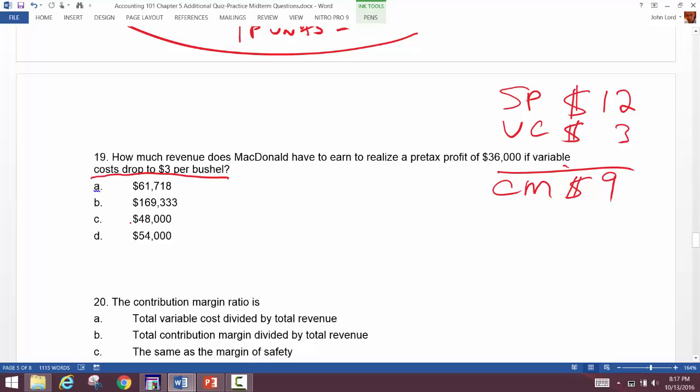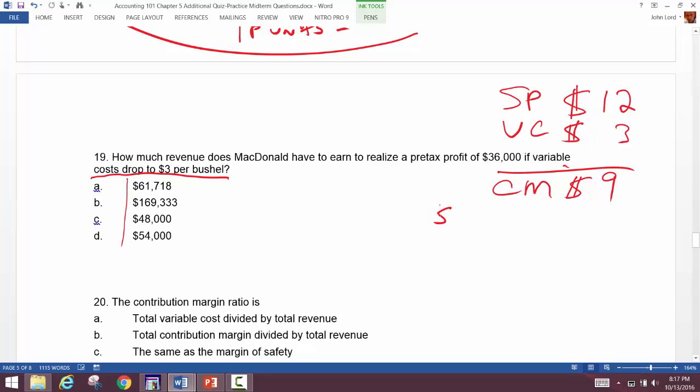And now, notice, guys, they are asking me to give them the sales to get a target profit, and they want it in sales dollars, don't they? So don't I have to use the contribution margin ratio if they ask me for sales dollars? What's the contribution margin ratio? How do I calculate that?